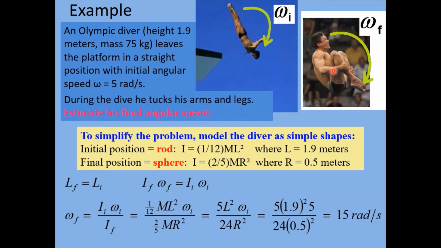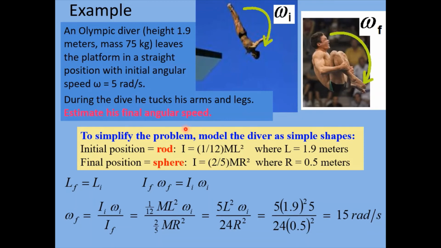What he does then during the dive is he tucks his arms and legs. Now, why does he do that? Well, when he tucks his arms and legs, this is just like the figure skater when she tucks her arms and legs together as well. This is going to increase his speed of rotation in order to conserve angular momentum. He's basically making his rotational inertia smaller by making his body more compact. Therefore, he has to speed up and will turn faster.